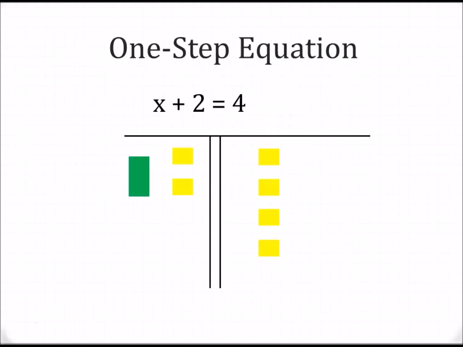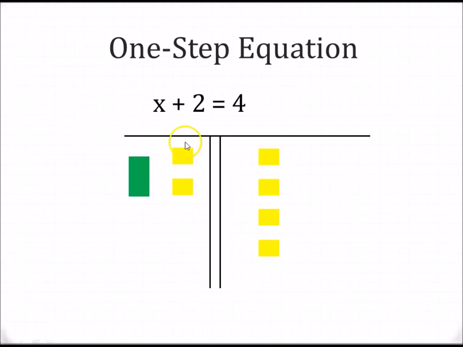So for x plus 2 equals 4, we modeled it with the green right here as being the x. The positive 2 is represented by the yellow right here. For the equal sign, I put 2 bars right here. And then positive 4 is on this side, being yellow because it's positive. Now the rule is whatever crosses over the equal sign, whether it goes to the right or to the left, will have to change the sign from positive to negative and from negative to positive.